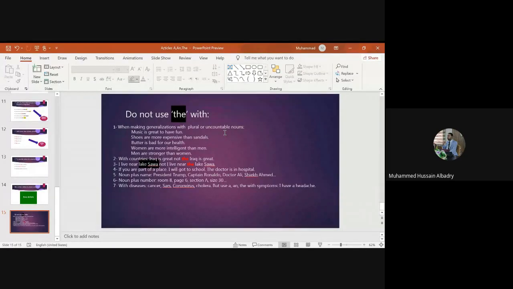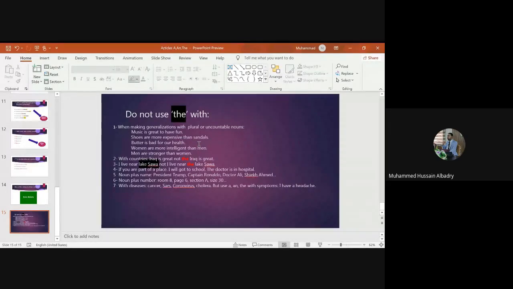Maybe a series has special music, so you say I like the music in this series. I like the music of the Titanic movie. You see here it is specific. But in general, when you say I like music, music is beautiful. This is general. Shoes are more expensive than sandals. This is in general. But when you talk about your shoes, you can say the shoes.